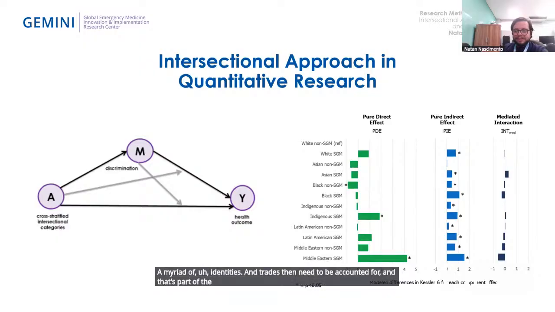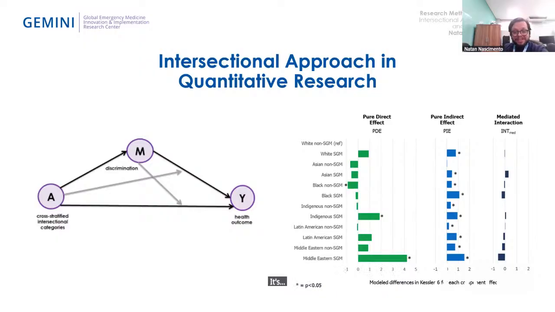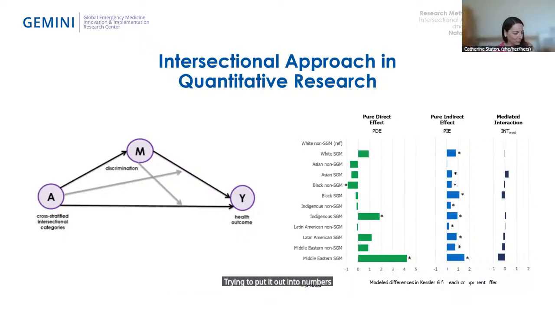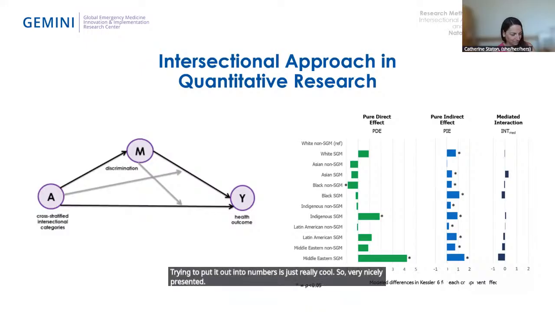So it's completely overwhelming sometimes. Yes, it is. But that's what's so cool about it. It's just this amazing, complex process, and trying to put it into numbers is really cool. So very nicely presented, thank you.